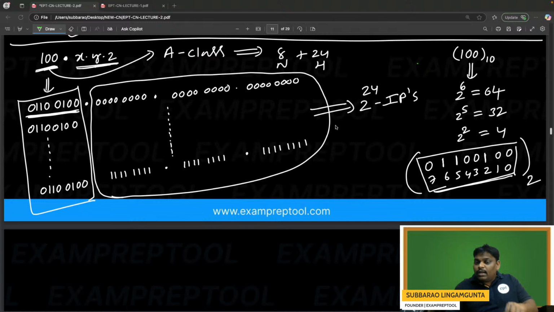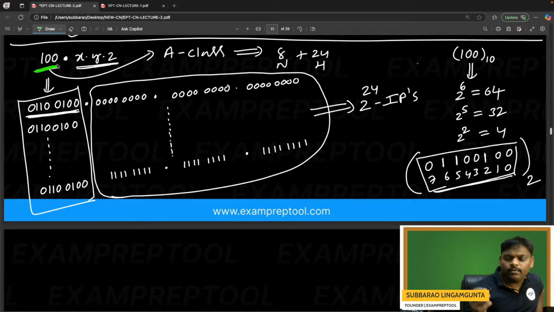That network number is 100. We are talking about one class A network, whose network number is 100. Because there are class A network 0, class A network 1, class A network 2, up to class A network 127, and out of them one is 100. We are not talking about all class A networks. We are talking about class A network 100 only. And one more thing: 2 power 24 IPs are there.